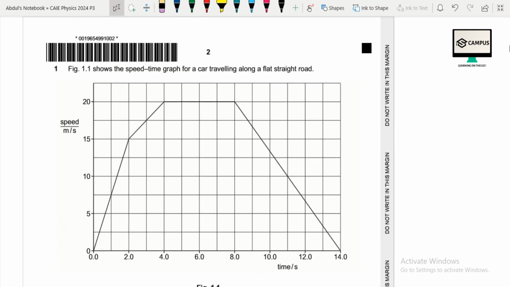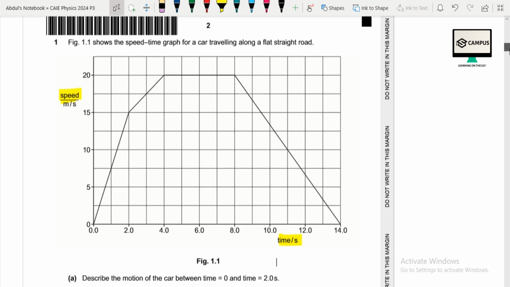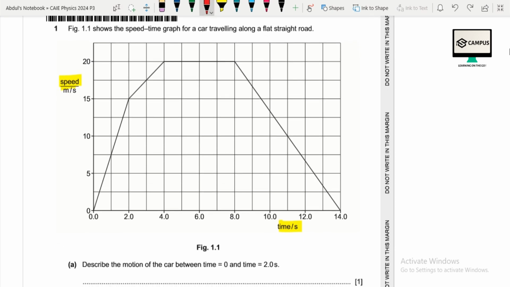Alright, so question number 1, we have a speed-time graph where speed is on the y-axis and time is on the x-axis. And this is for a car traveling along a flat, straight road. So what do we have to do? All right, so we have to describe the motion of the car between time t0 and t 2 seconds.